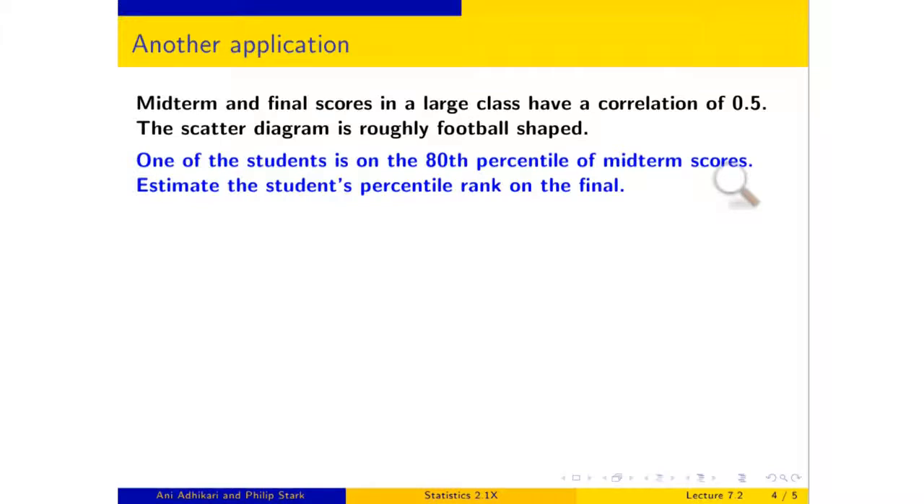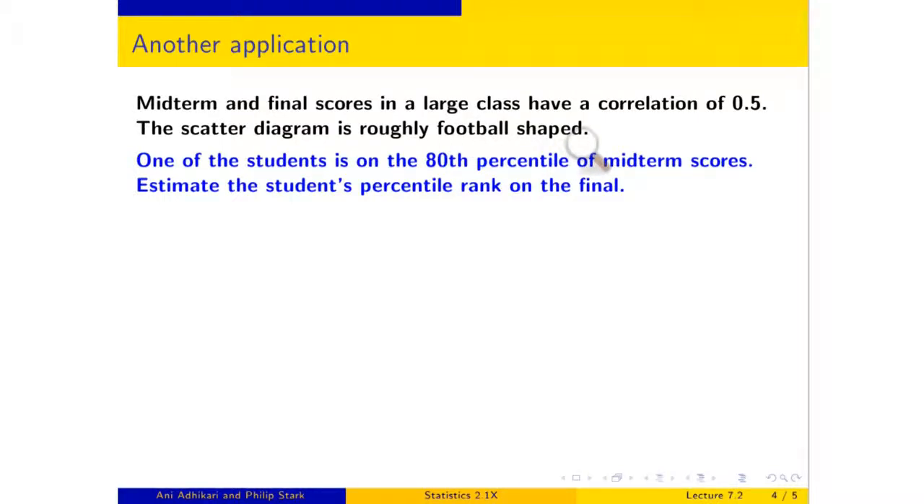Can we do this? Do I have enough information? What have I got? I've only got a correlation. I don't have averages. I don't have SDs. And I'm asked to make an estimate? How am I going to do that? Well, what am I given? Am I given a midterm score? No, I'm not. I'm given a percentile rank. What does my method say to do? It says, take what you're given and find it in standard units. How do I find this in standard units? It's not a midterm score. I don't have an average. I don't have an SD. What have I got going for me? I have a football shaped scatter diagram.